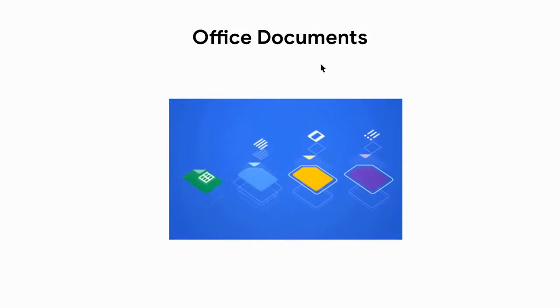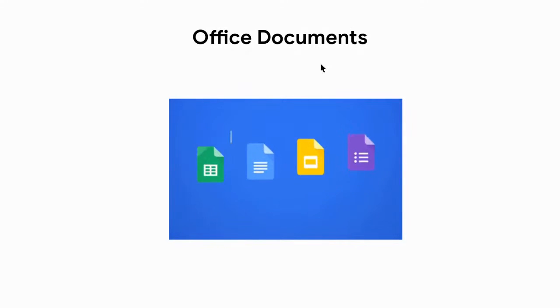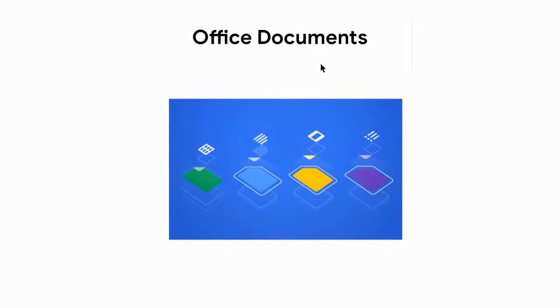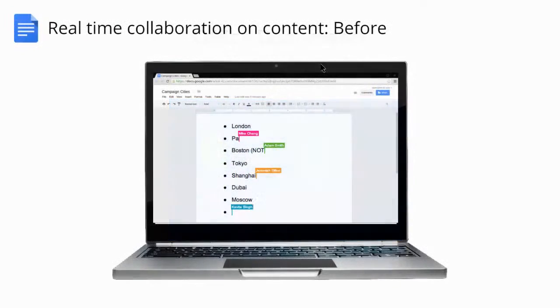Next, we have Office documents. Like I mentioned before, we have spreadsheets, docs, slides, and forms. So earlier we mentioned real-time collaboration. Real-time collaboration on content, this was what it looked like before. You can collaborate with different people by sharing one document. They can type all at the same time, and you can see what they're typing immediately.